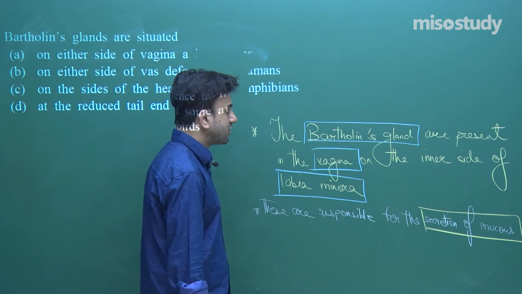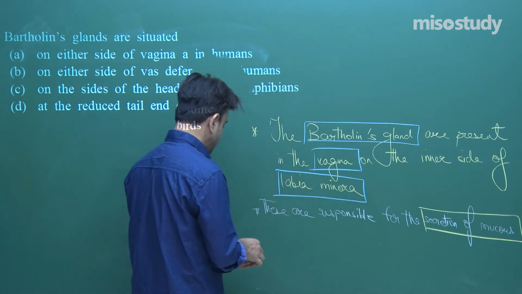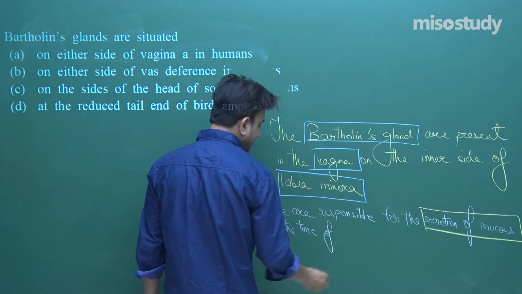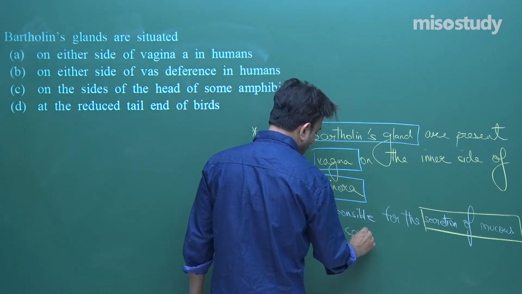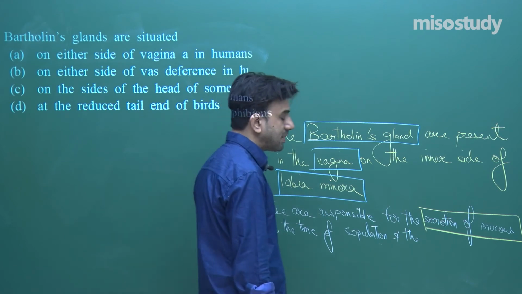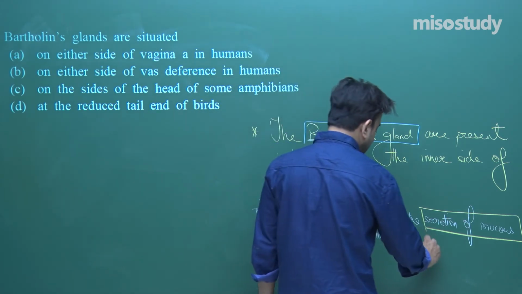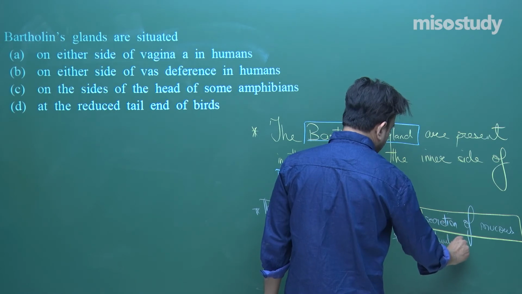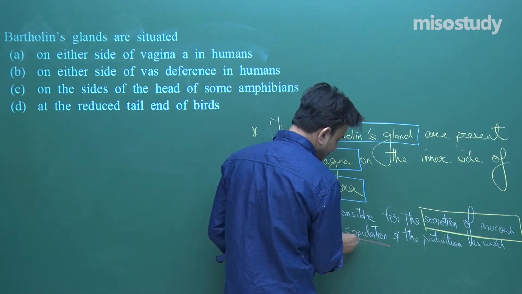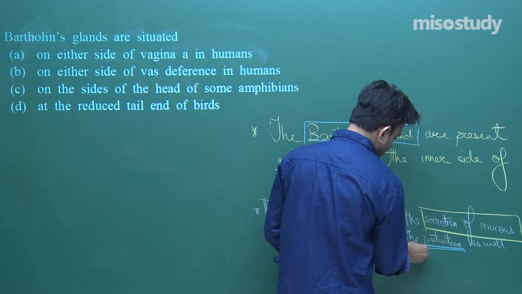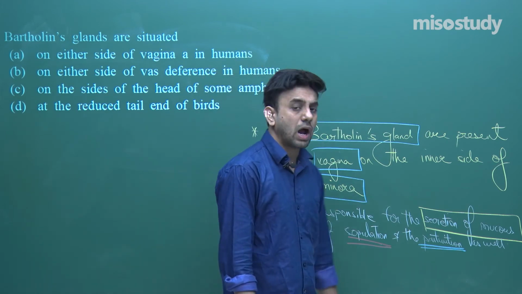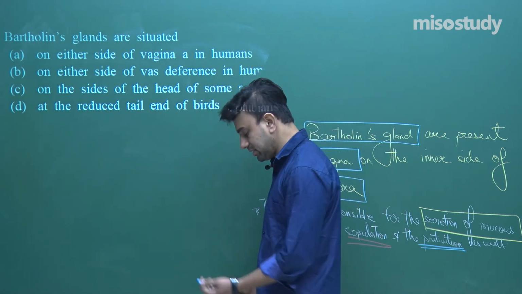So, these are responsible for the secretion of mucus at the time of copulation and parturition as well. This is what the Bartholin glands do.